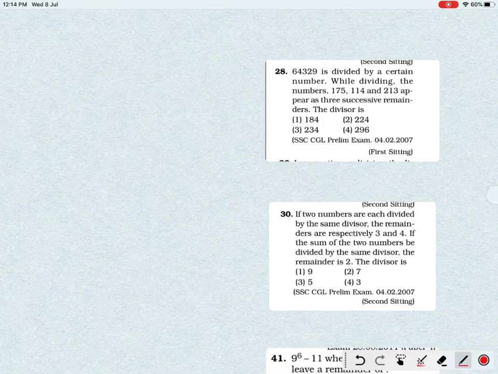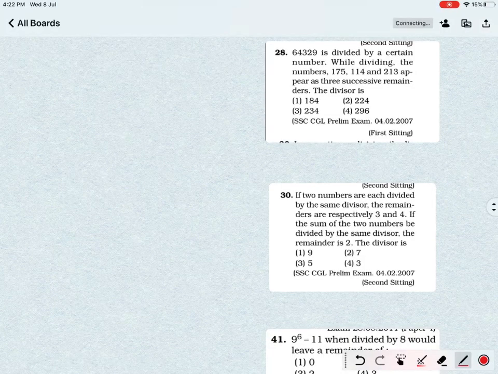64329 is divided by a certain number. While dividing, the numbers 175, 114, 213 appear as 3 successive remainders. Okay, so here the same number is divided, and at different steps 175, 114, 213 appear as successive remainders. Now we need to find the divisor. Okay, 64329 is divided by a number.